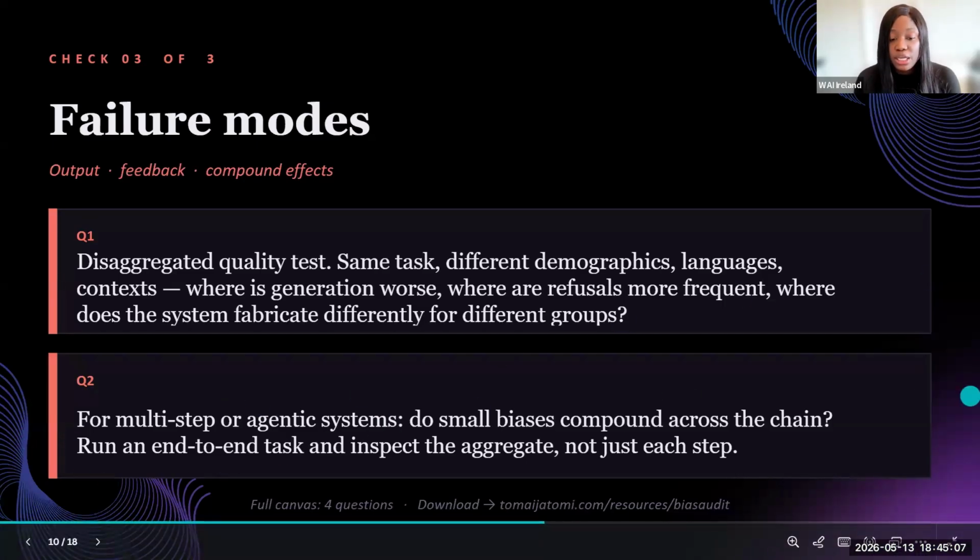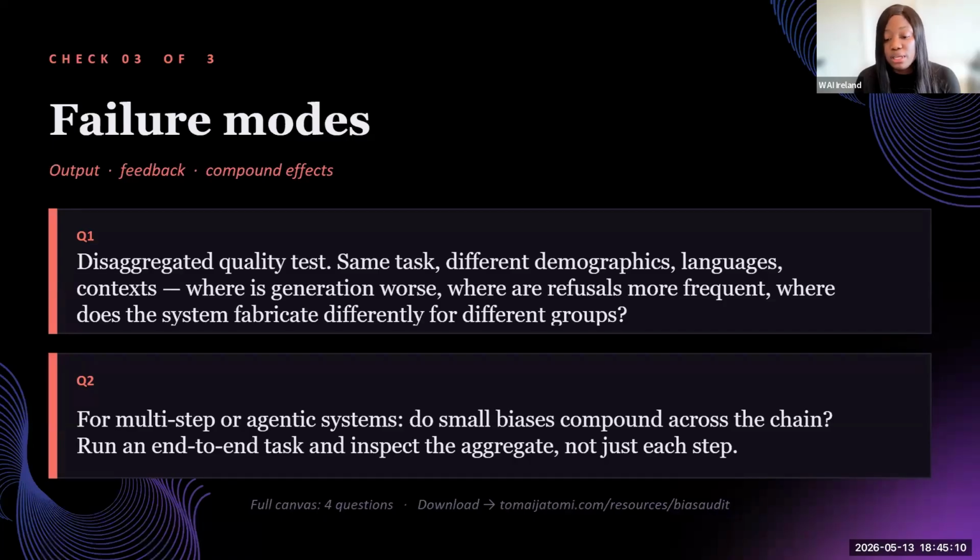The second question is the agentic-specific one. For multi-step reasoning or agentic systems, you want to run an end-to-end task and then inspect the aggregate final outcome, not just each step. Here you're checking if small biases within the system compound, right? And this is important because agentic systems can pass the small-step audits that you run at several different steps, but then the final aggregate output fails, right?